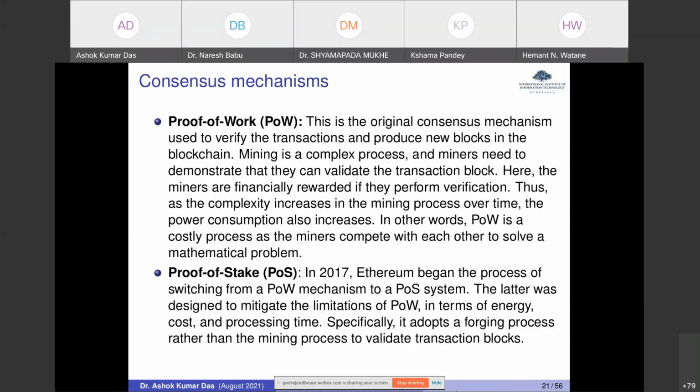So this is why in 2017 Ethereum suggested replacing proof of work with another enhanced or efficient mechanism known as proof of stake. It was designed to mitigate the limitations of the proof of work consensus mechanism in terms of energy, cost, or processing time. So that is there.